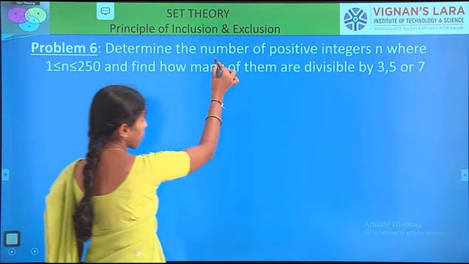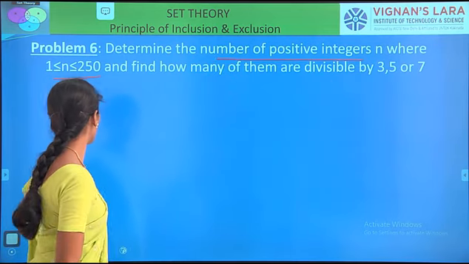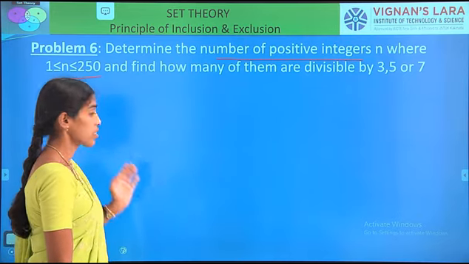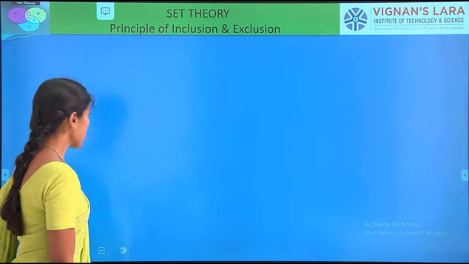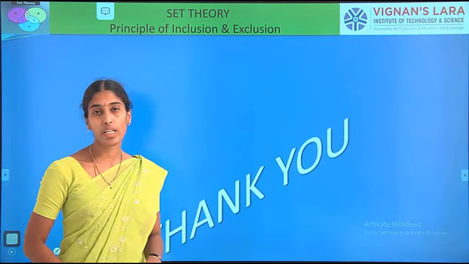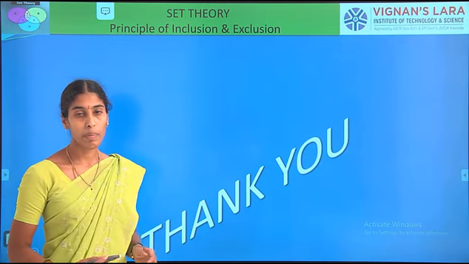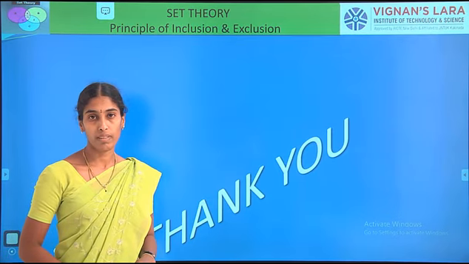Next, determine the number of positive integers n, where 1 less than or equal to n less than or equal to 250. You need to solve the problem like problem number 4. With this, the topic of principle of inclusion and exclusion is completed. Next topic is relations. So the first topic of unit 2 is completed. Thank you.